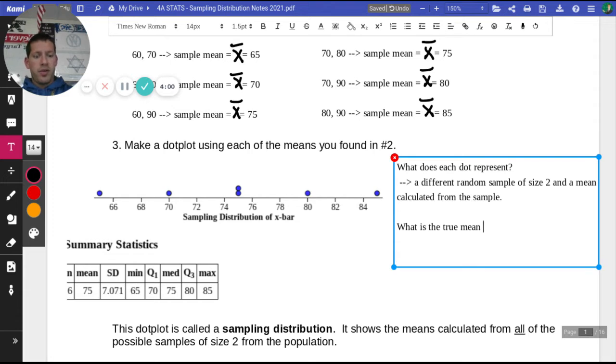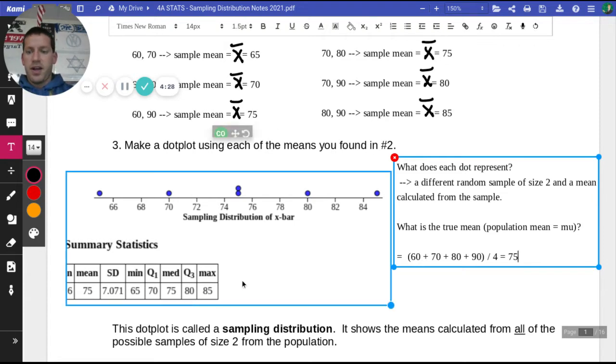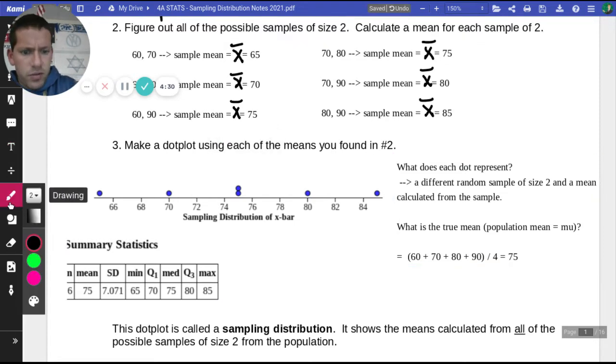So our true mean, remember that's our population mean, which we label with mu. We'll write down a mu again right here. We're going to take 60 plus 70 plus 80 plus 90, add all those together. So we have to make sure we have parentheses around those, and then divide all that by 4. And that'll give us that the true mean was 75. In order to draw a mu, remember it's like a U with a big tail in front of it.